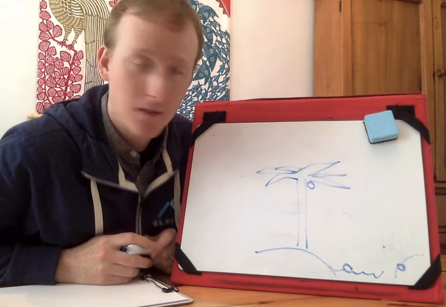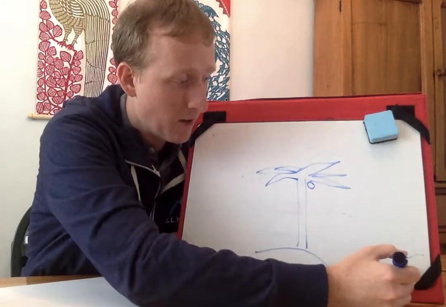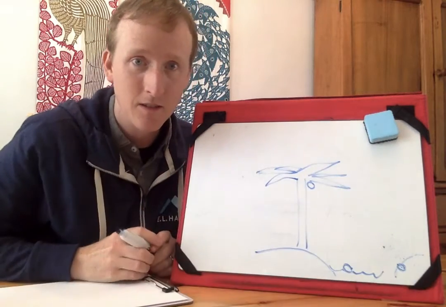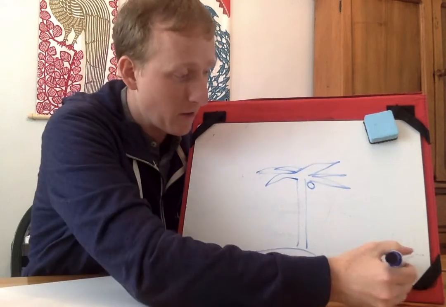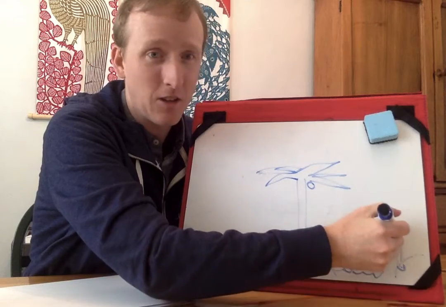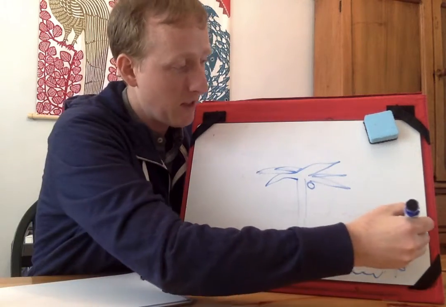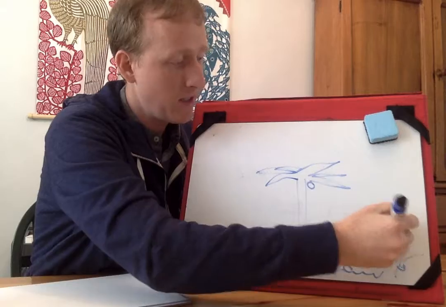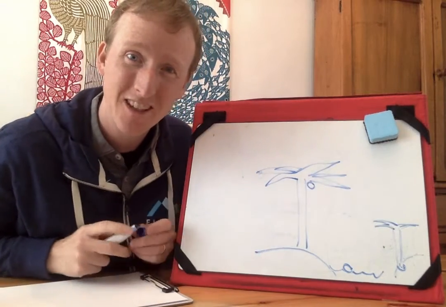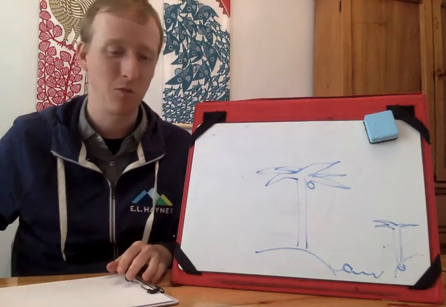So what's going to happen? If the coconut floats to another island and it lands over here, it'll grow into another coconut tree. Takes a long time. But that's how coconuts can spread their seeds to new places. They float in the water. Isn't that cool? I think that's really cool.